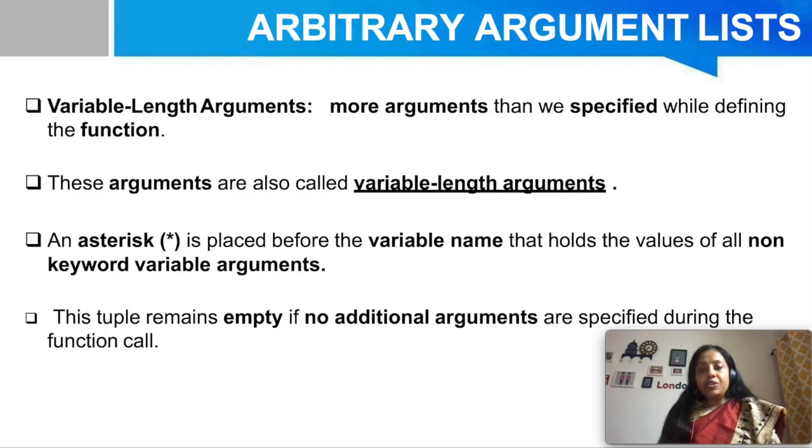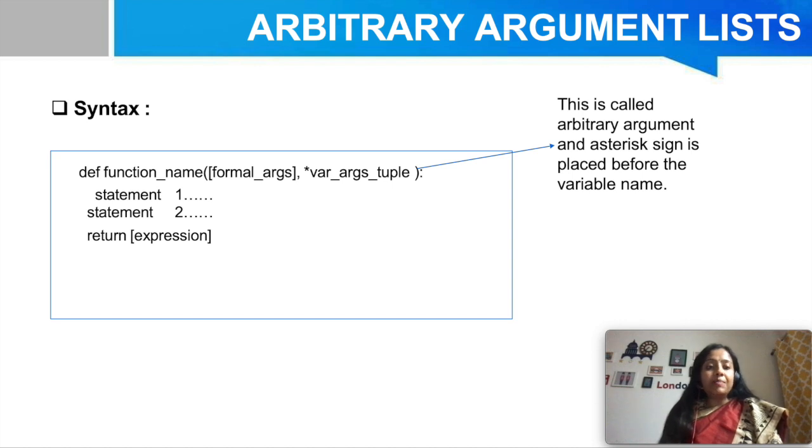The next argument type which we are studying here is the arbitrary argument list, or variable argument list. These are more arguments than we specified while defining a function. These arguments are also called variable length arguments. An asterisk or star is placed before the variable name that holds the value of all the non-keyword variable arguments. This tuple remains empty if no additional arguments are specified. We will see an example. This is the general syntax of it.